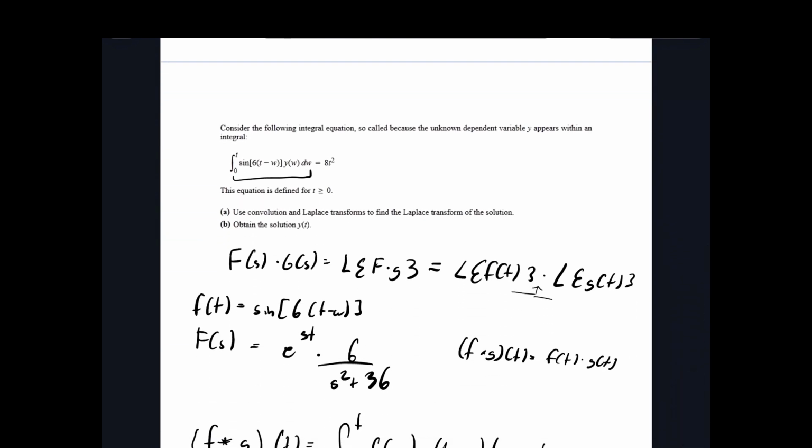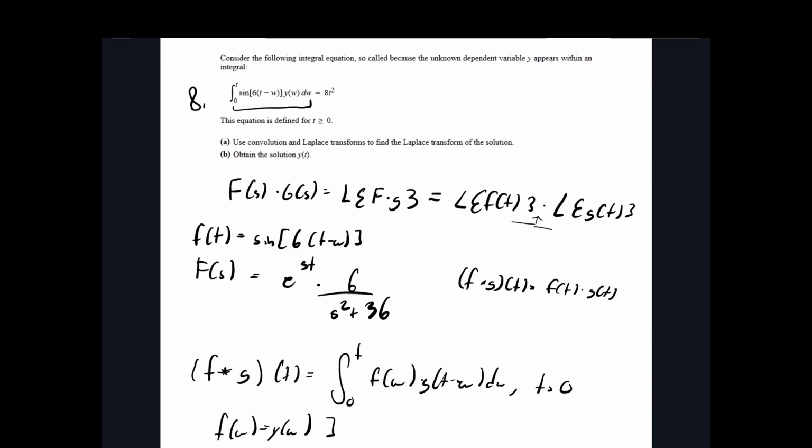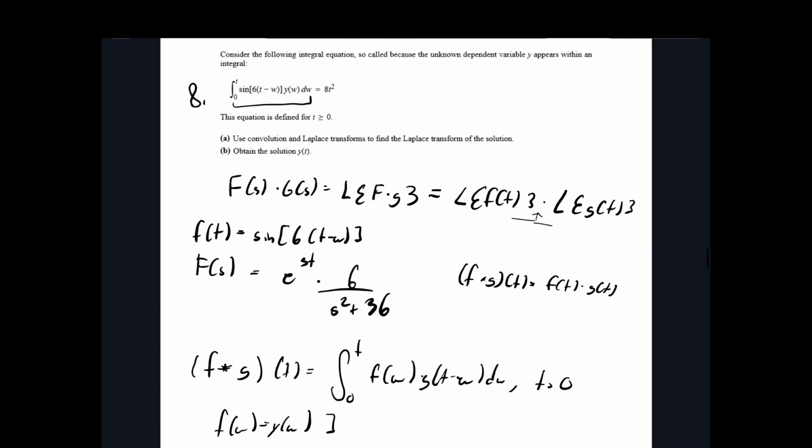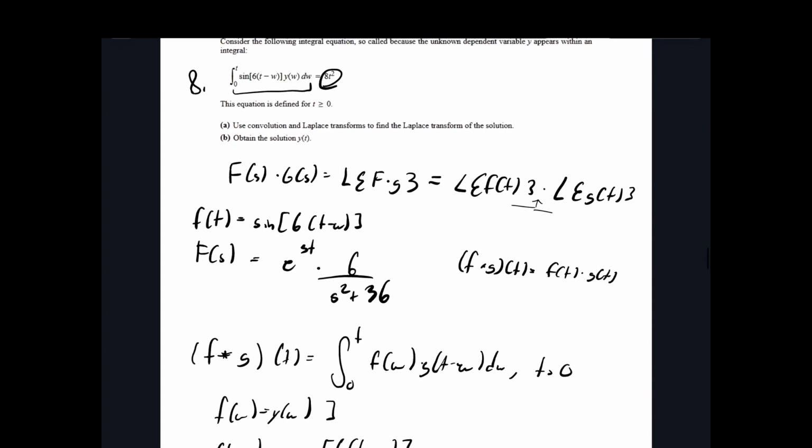Question number 8. I'm going through half the questions previously, hopefully with as much detail as you guys see fit. But question number 8, it's literally telling us what the solution to the convolution of two functions is. And so I actually really like this question. You can use this formula.